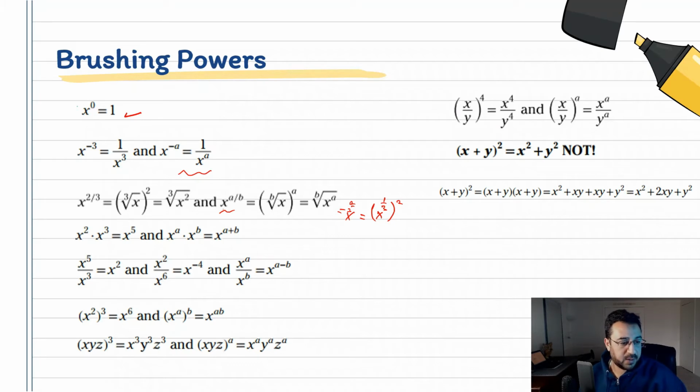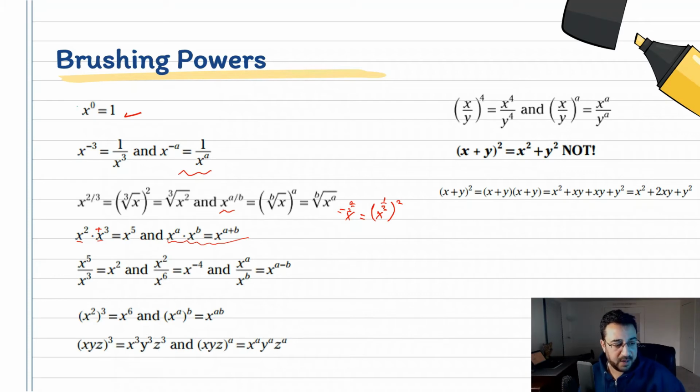So x squared multiplied by x cubed, in this case we say x to the power of 5, so you can keep the x here, and you add the powers. So x to the power of 5. The equation says x to the power of a multiplied by x to the power of b, that's x to the power of a plus b. You are adding the powers.